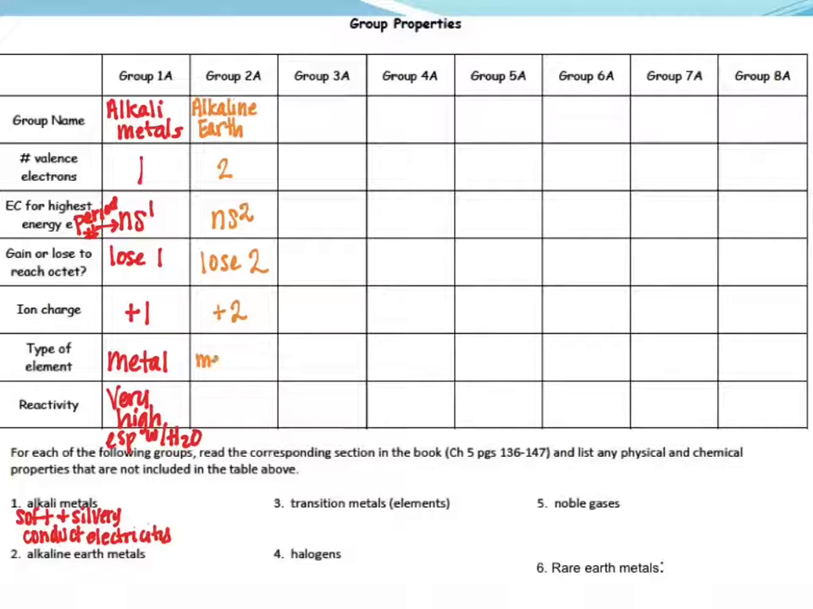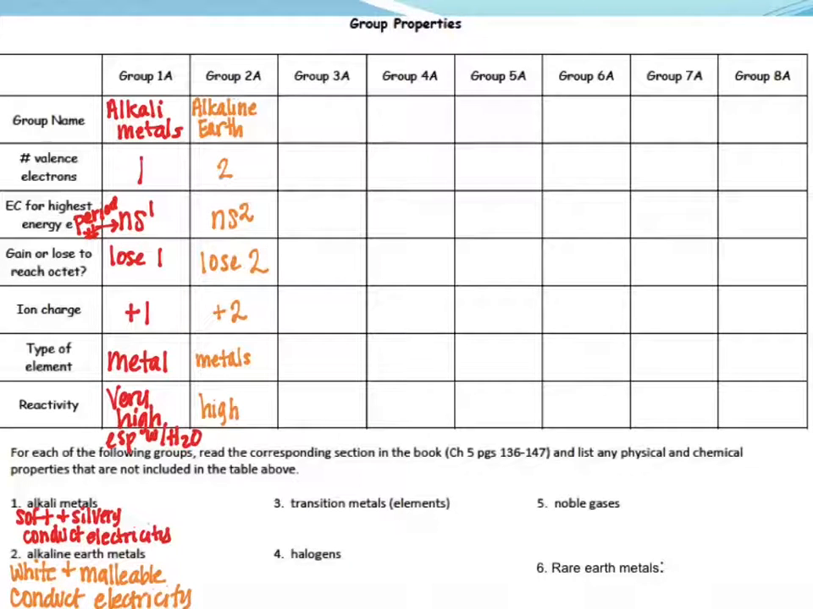These are metals. And their reactivity is high. Extra information: they are white and malleable. And what else do we know about them? They conduct electricity. So that catches us up with yesterday. So now let's start with group 3A.